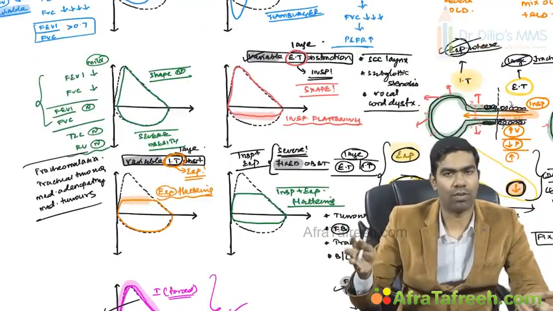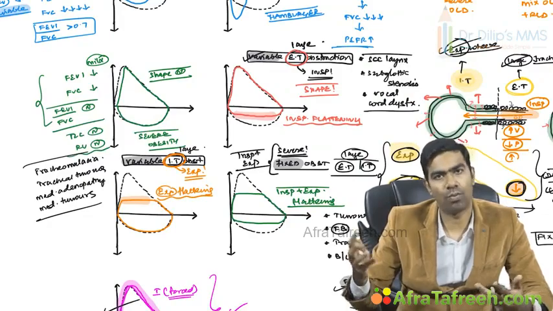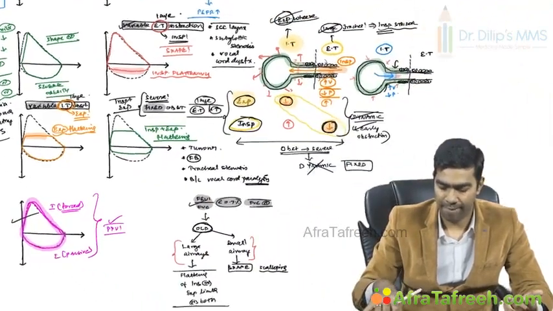So all these things we have found out. So these are the different flow volume loops. I think you can get it easily. So now let us have a good comparison between restriction and obstructive lung disease.